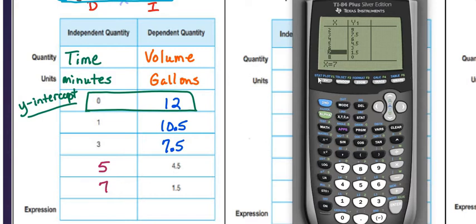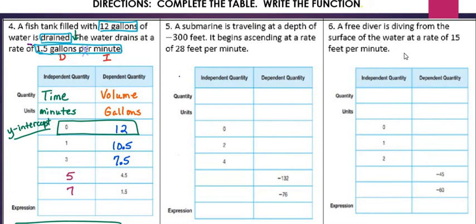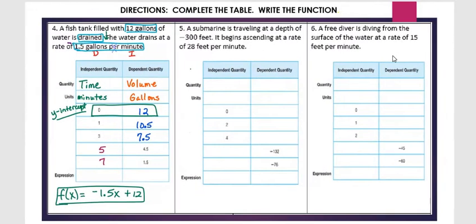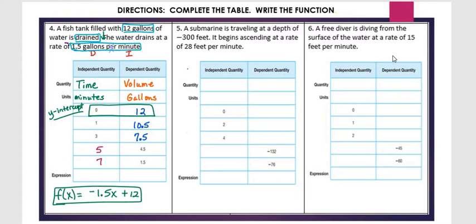So here's what you're going to do. Remember, you can go to y equals. You're going to take number 5 and number 6. You're going to read these. So look at number 5. You've got a submarine that's traveling at the depth of a negative 300 feet. It begins ascending at a rate of 28 feet per second. You're going to write a function right here. You're going to fill in your dependent and independent quantities, just like I did right here. And you're going to take this function, and you can put it in y equals, and substitute these numbers in one at a time, or just look at your table, just like I did right here.